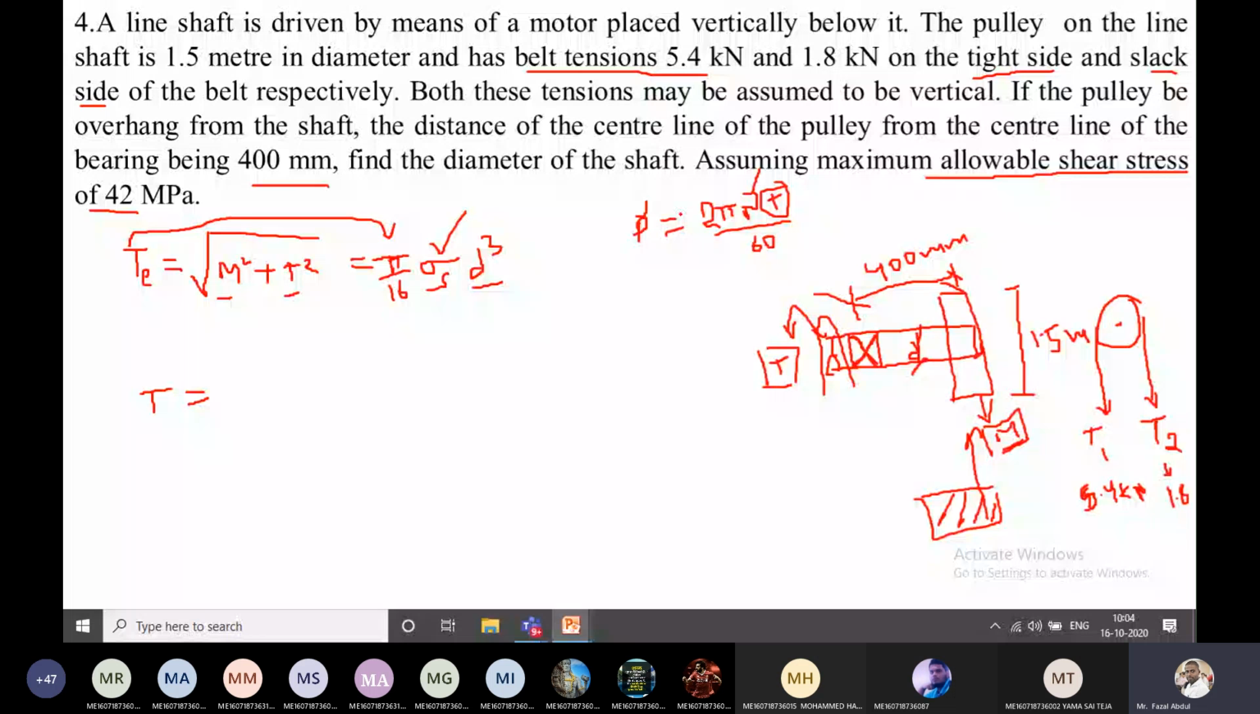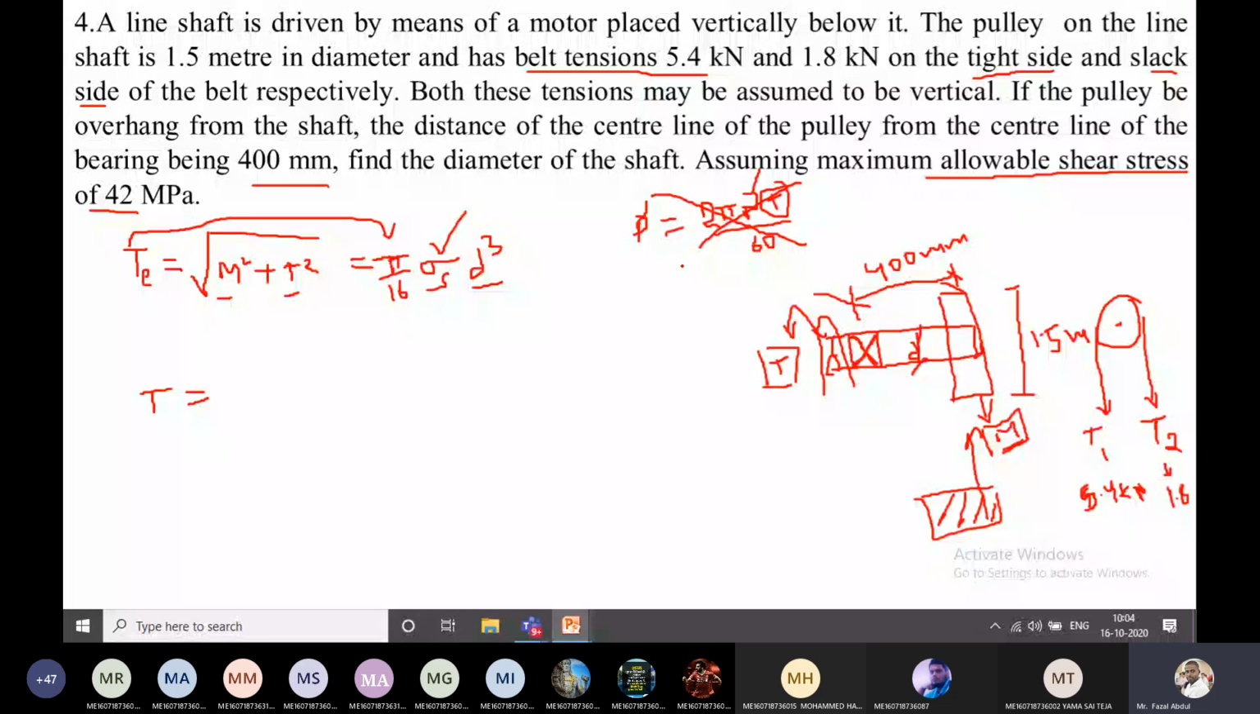Then how can we calculate the torque? I already explained this in the slides I shared with you. If the system is a belt drive, power transmission through a belt drive, then the torque we can calculate as (T1 minus T2) into the radius of the pulley. Through this relation also we can calculate the torque value. We select this equation only when T1 and T2 are present in the problem.